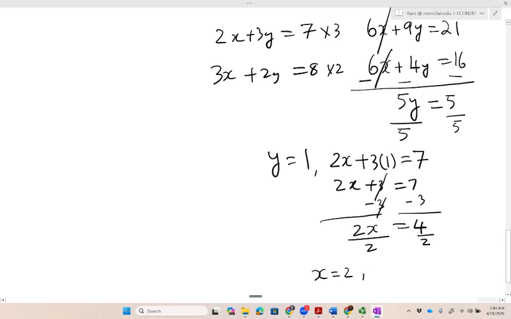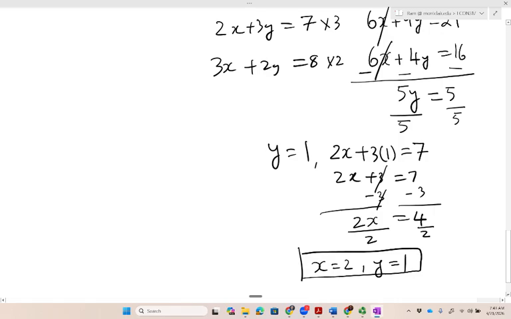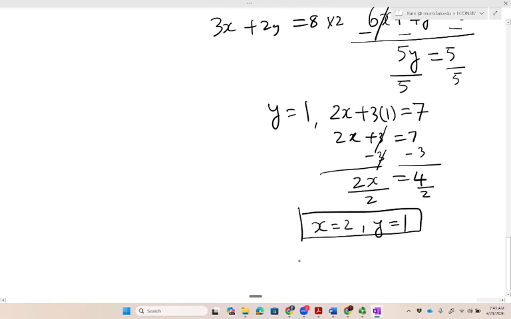So x equal to 2, y equal to 1 is the unique solution, because these two equations were consistent, or were not inconsistent, and are functionally independent. So that is the unique solution. And this is a good point to stop.